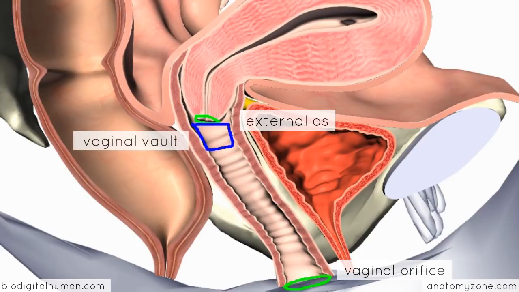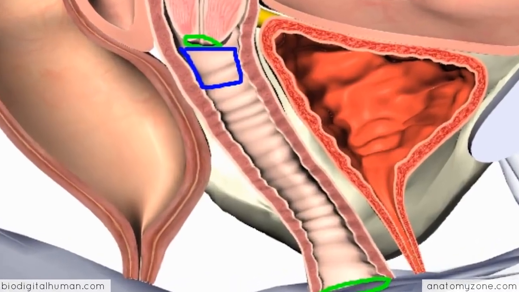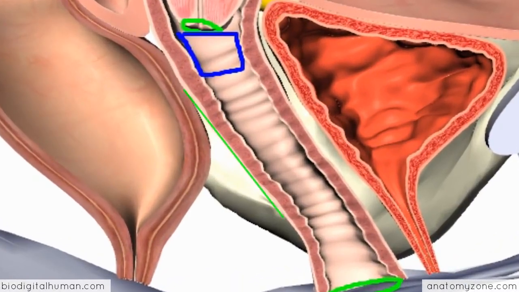And just like the uterus, the vagina has three layers. You've got the outer connective tissue layer, the middle muscular layer, and you've got the internal mucosa.